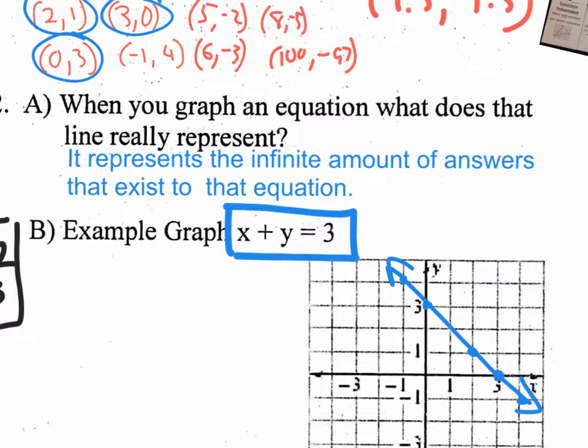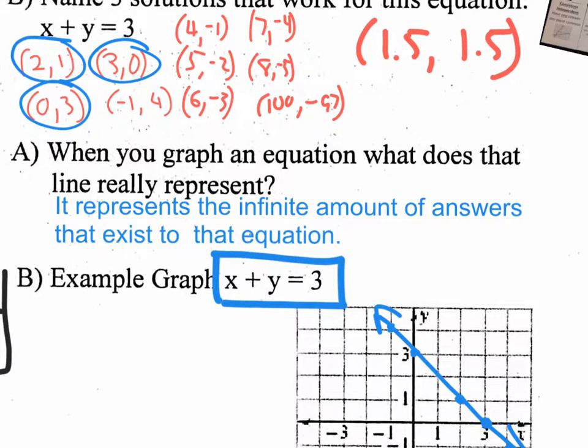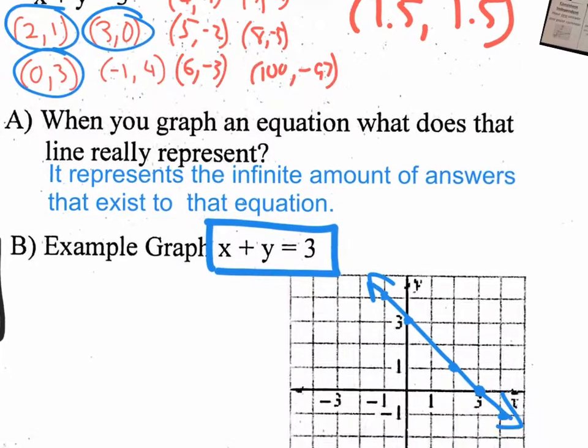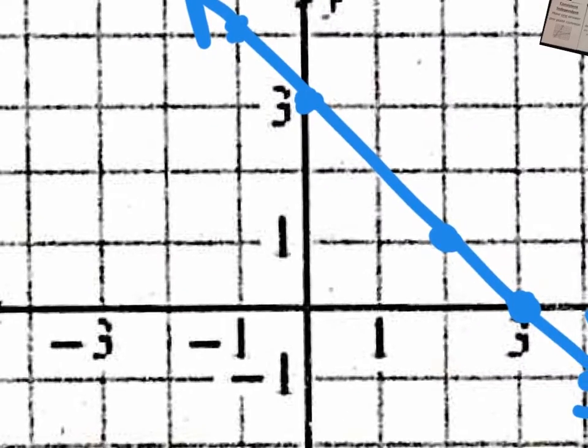So when we graph a line, that line represents the infinite amount of answers that exists to that equation. So even if we were to look at the above point over here, the 1.5, that's decimals. If you were to think about that, 1.5 on the x, it'd be right here, and then 1.5, where are you going to end up? Right on that blue dot anyway, right?